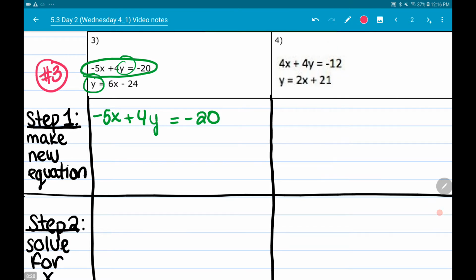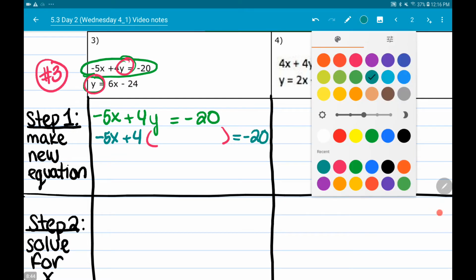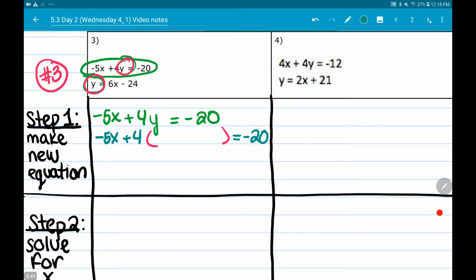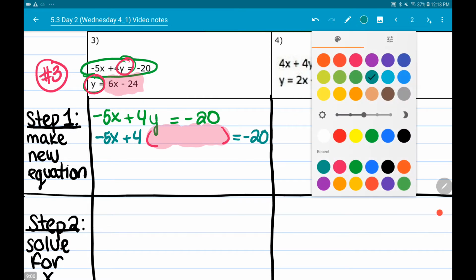now, instead of y, I'm going to put a big set of parentheses. Everything else is going to stay exactly the same. All right, so here's your first question. What is going to go into this parenthesis? All right, what you should have gotten was 6x minus 24.